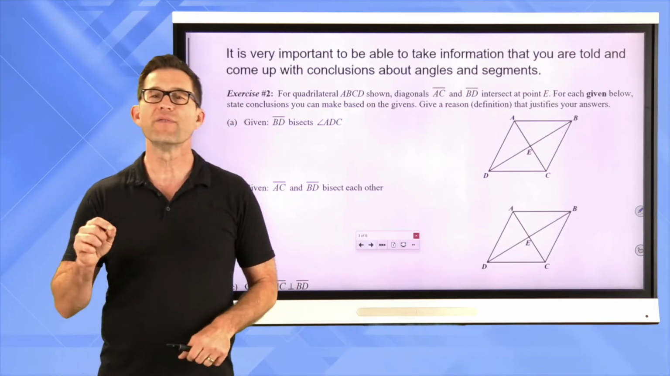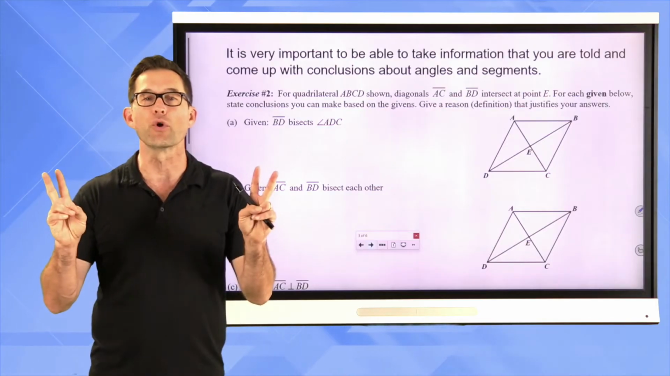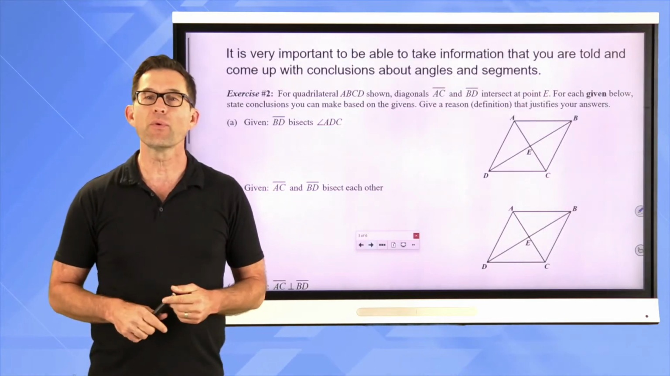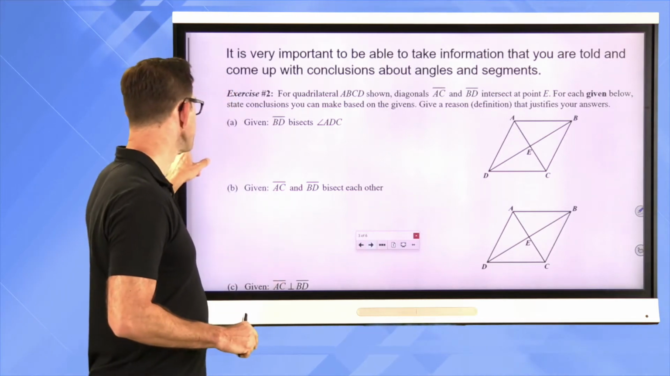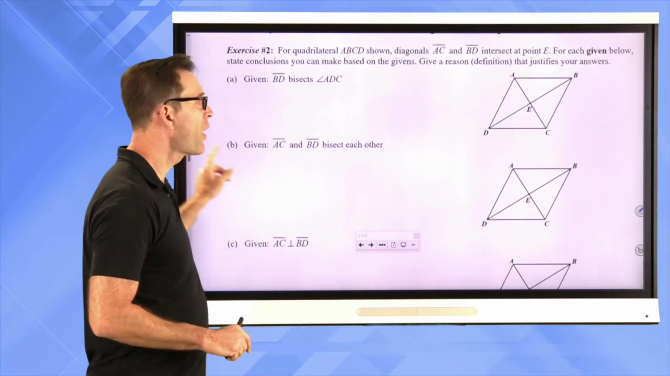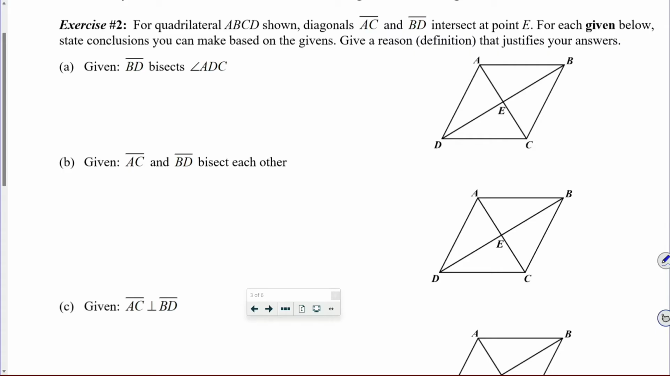Now, it is very important to be able to take information that you were told, those are what are going to be called your givens, and come up with conclusions about angles and segments. So let's take a look at exercise number 2, where we work with a variety of givens and terminology that we've seen in the past. For quadrilateral ABCD shown, diagonals AC and BD intersect at point E. For each given below, state conclusions you can make based on the givens.